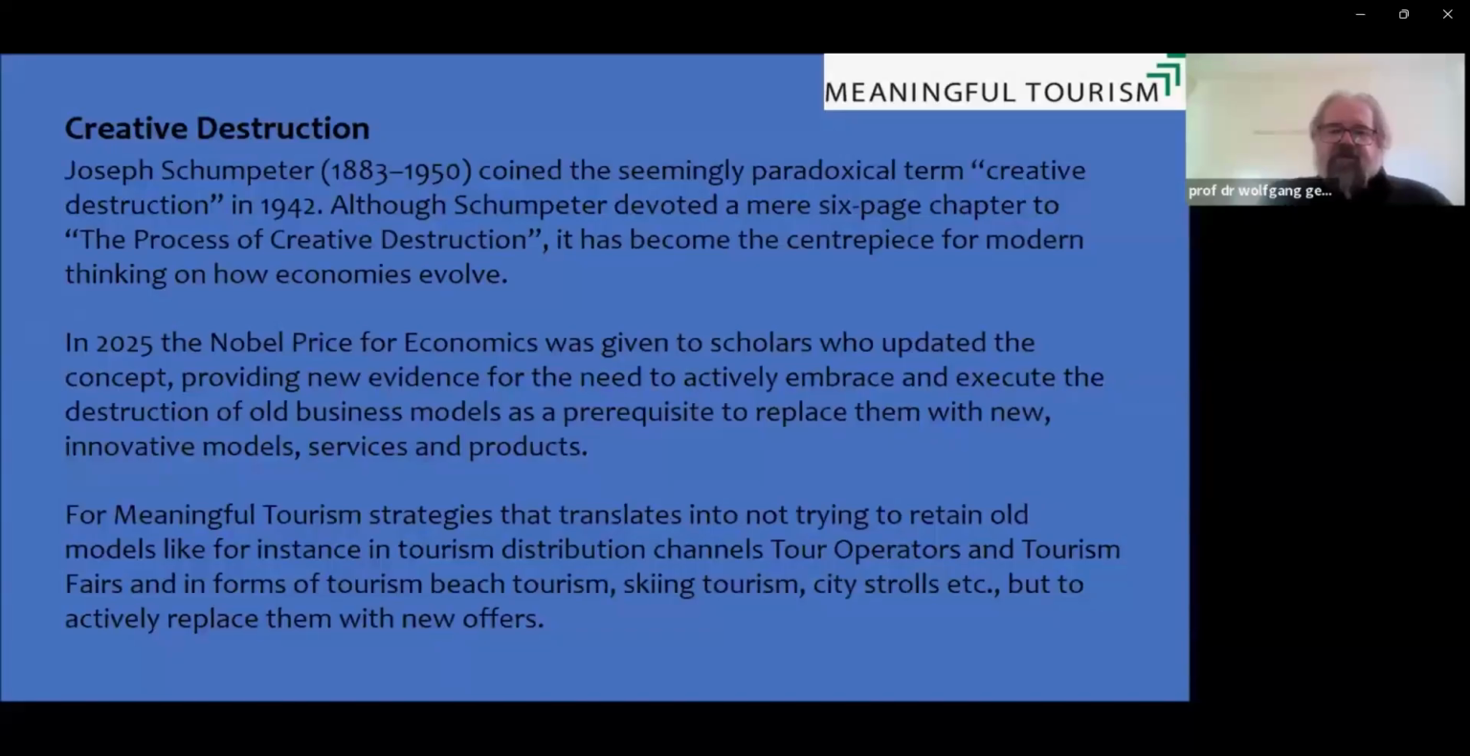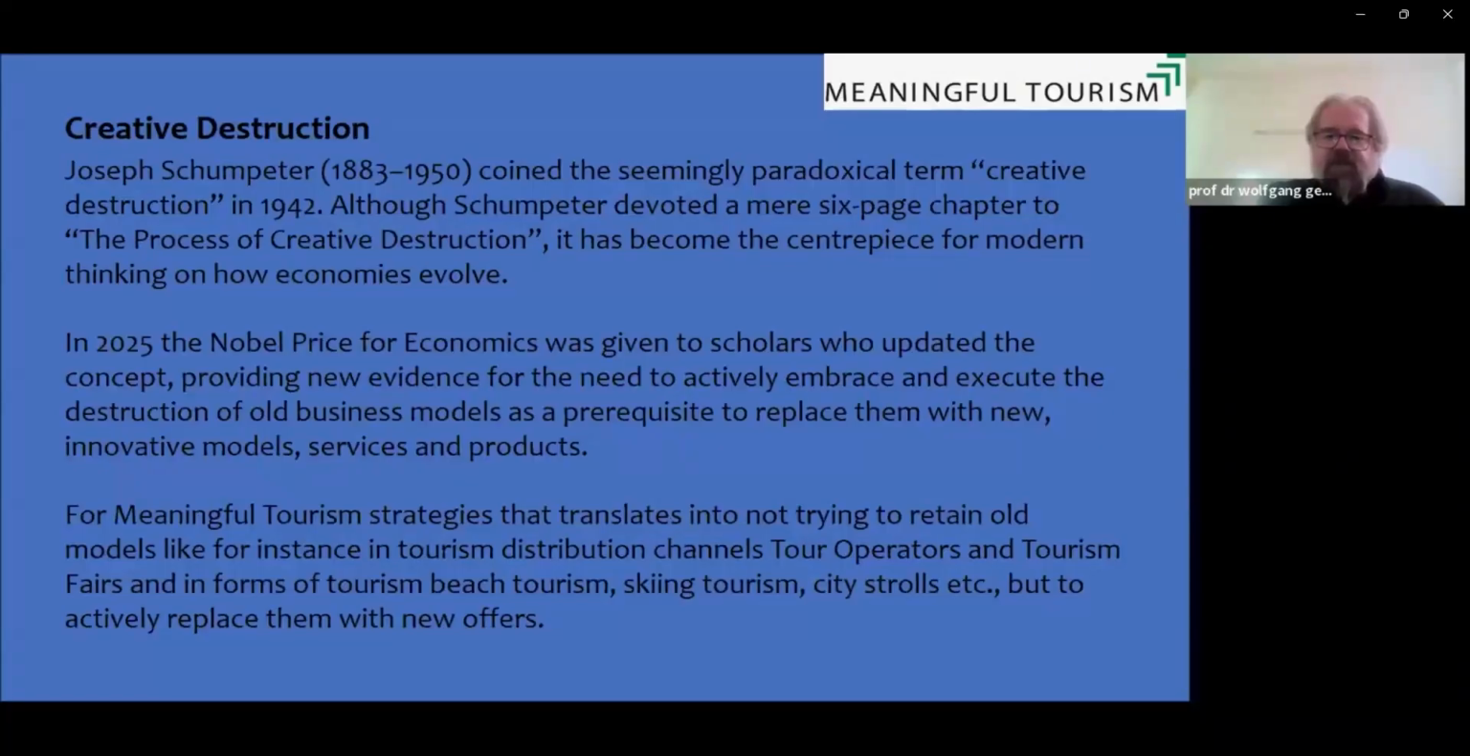Another pillar the meaningful tourism approach is resting on is Joseph Schumpeter's idea of creative destruction, which is very old already. He termed this in 1942 in a short chapter of his major book. The chapter is called The Process of Creative Destruction. And only a few months ago, the Nobel Prize for Economics was given to scholars who updated this concept and provided new evidence that there's a need to actively embrace and execute the destruction of old business models as a prerequisite to replace them with new innovative models, services, and products. So not trying to keep the old running as long as possible because it has been serving us so well in the past, but actively saying, hey, we have to get rid of the old to get something better in.